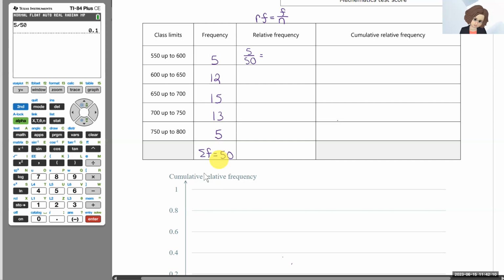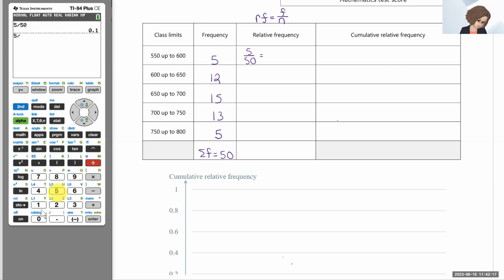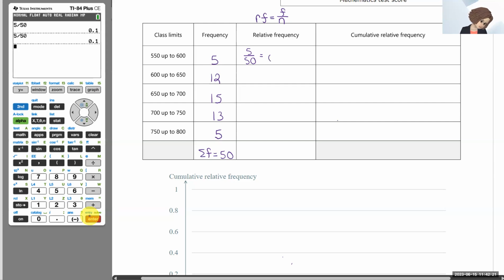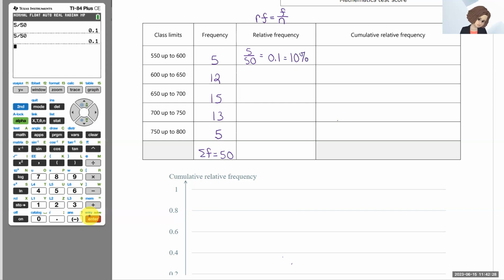And I can see here on the graph that they're going to be asking us to work in decimal, so we'll do that in decimal. You can always use your calculator to help out there. So that's going to be 0.1. And just so I can say it, that would be equivalent to 10%. So 5 students scored from 550 to 600, which is 10% of the 50 students. Okay, so we'll do the rest of these, but I will just stay in decimal now.